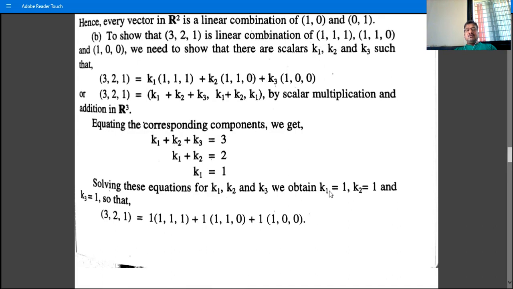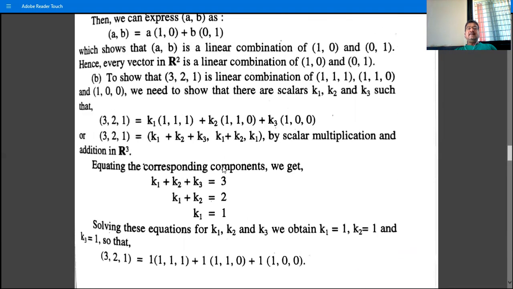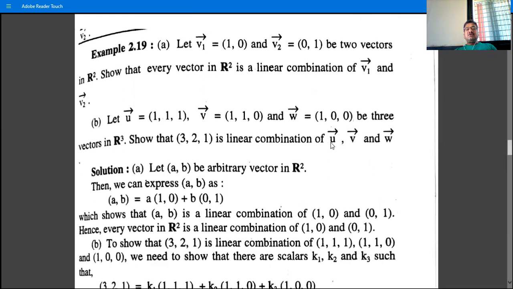Substituting those values, (a, b, c) is equal to k1 times (1, 1, 1) plus k2 times (1, 1, 0) plus k3 times (1, 0, 0). Then we say that every vector of R3 is expressed as a linear combination of u bar, v bar, and w bar, and therefore this set of three vectors u bar, v bar, w bar spans R3. If we denote the set by capital S, containing u bar, v bar, w bar, then that set spans R3.